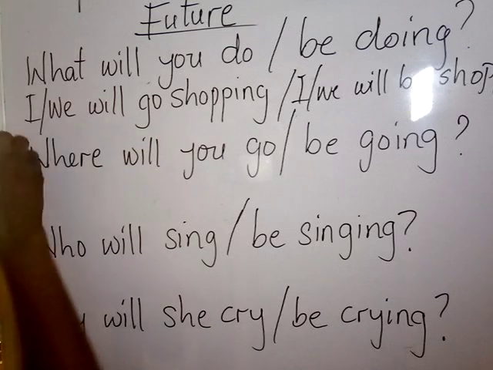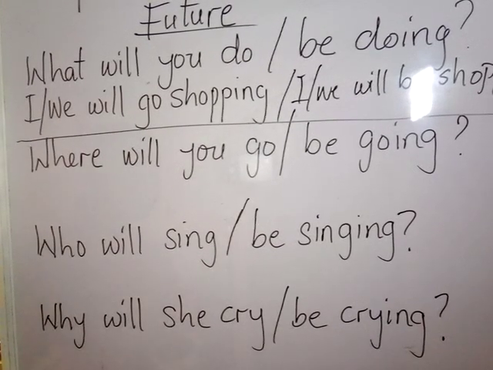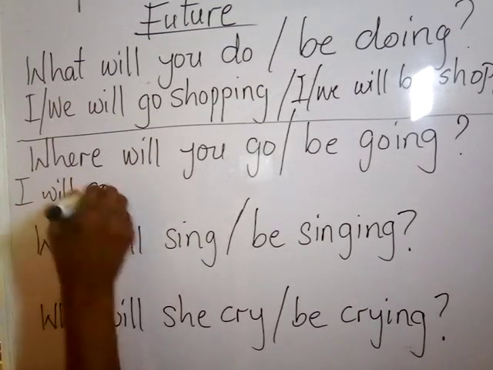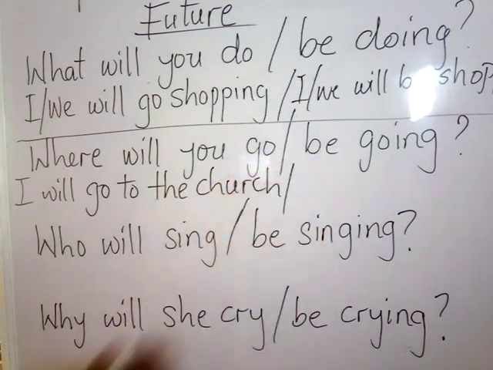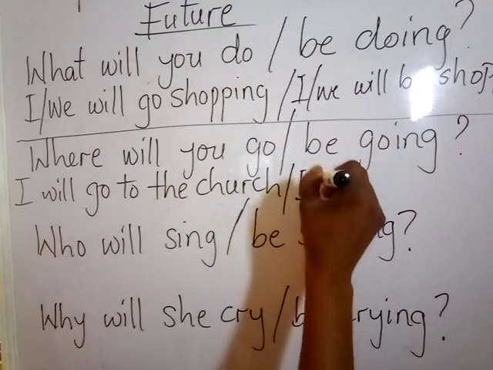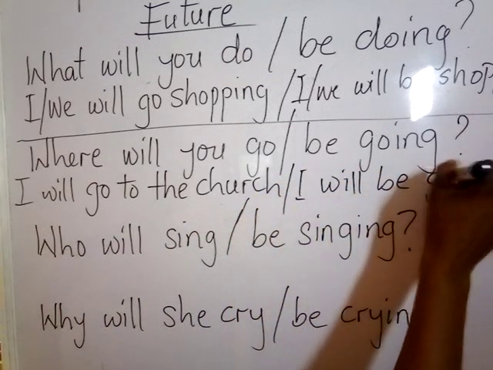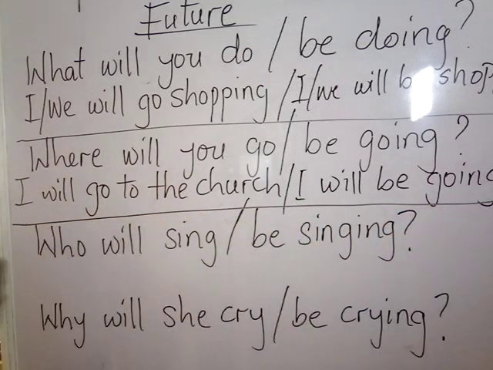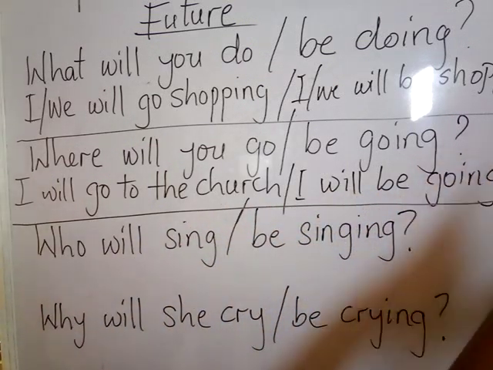Then the next question here says, let me just put this so that we don't get them confused. The next question says, where will you go? I will go to the church. I will go to the church. Or where will you be going? I will be going to the church. Just note the way it is answered, okay? Where will you go? I will go to the church. Where will you be going? I will be going to the church.